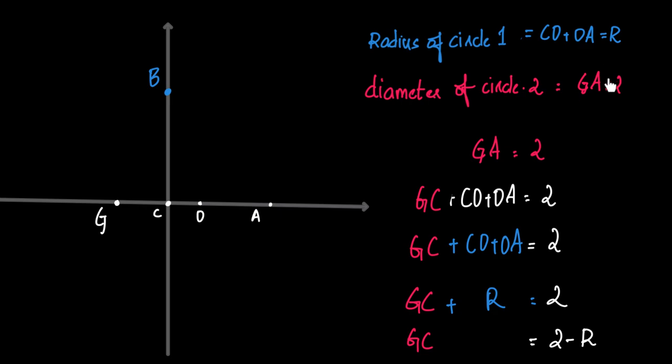So we'll begin the derivation here. What is GA equal to? 2. So if GA is equal to 2, can I say that GA, which is mathematically this length, written as GC plus CO plus OA, is equal to 2? But what is CO plus OA? CO plus OA is equal to R, and therefore GC plus R is equal to 2, and therefore GC is equal to 2 minus R.